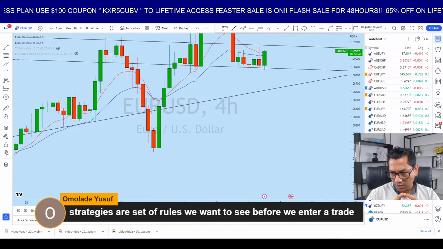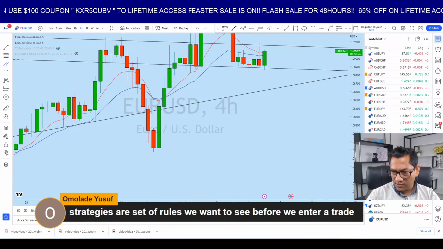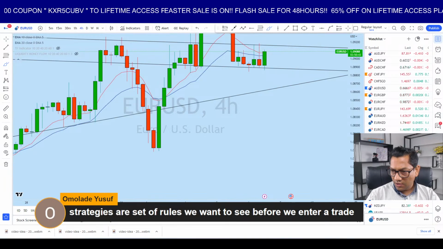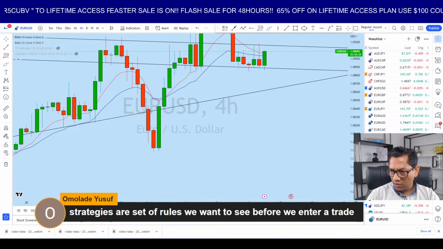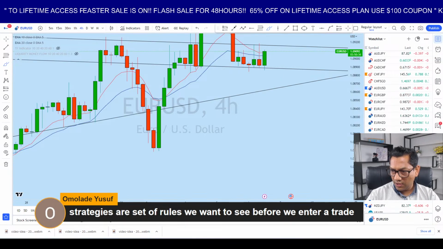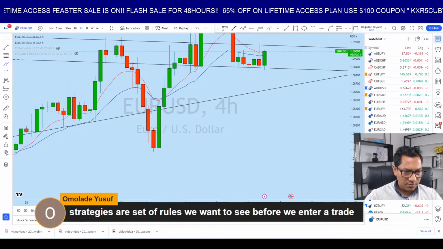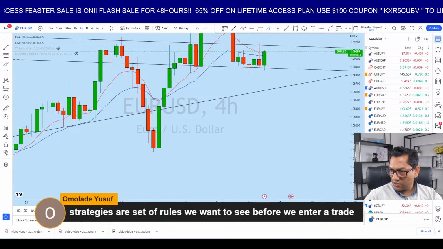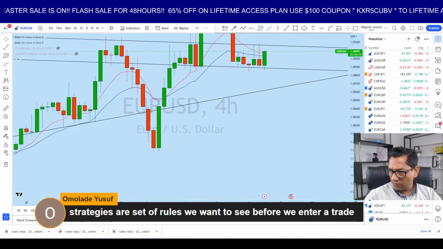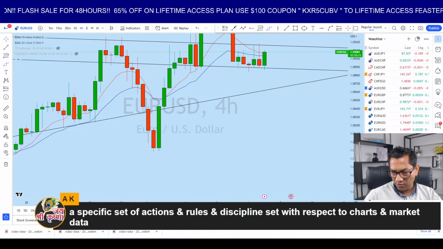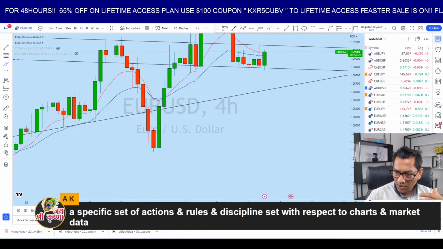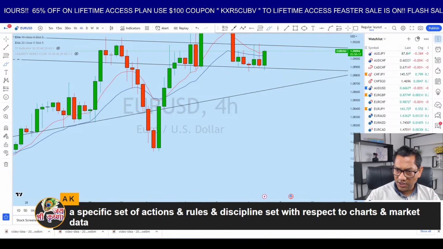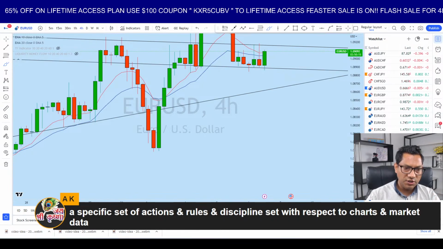Very good. I know that this is a very good answer, Umaladi. Strategies are a set of rules we want to see before entering a trade. Very good question, very good answer, amazing. Okay, a specific set of actions and rules and disciplines set with respect to chart and market data. Very good, same thing but a different way, amazing. So that means that you guys are understanding it. Okay, you know what a strategy is.